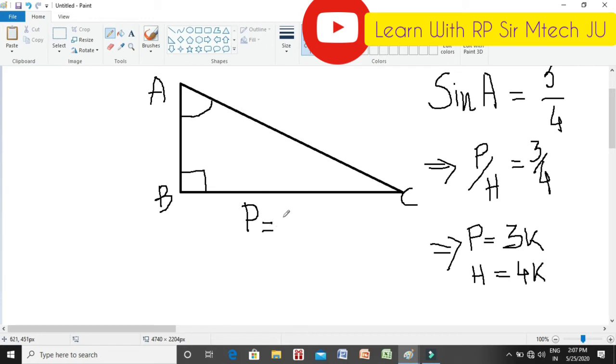That is the perpendicular, which is equal to 3k. And hypotenuse is the line which is opposite to 90 degrees, the right angle. So this is your hypotenuse, which is equal to 4k. Now all we need to find is the base. If this is angle A, then this is the line which will be the base. So what will be the value of that?